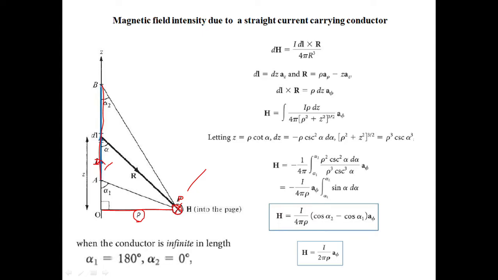Now we cannot take the whole length from A to B for analysis. So we'll consider one small differential element dl on the line, right? Now I'll draw one line from B to this point, and one line from A to this point. The angle from B to this point is alpha 2, the angle from the differential element to this point is alpha, and the angle from A to the point P is alpha 1.